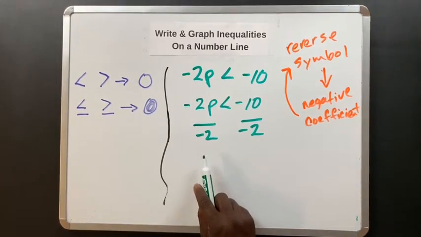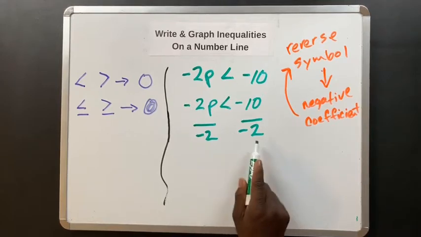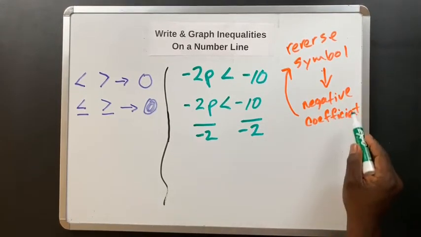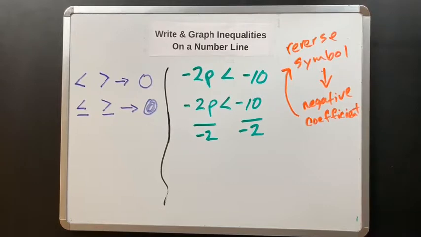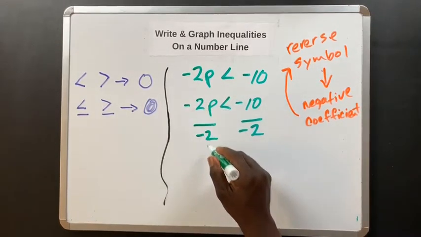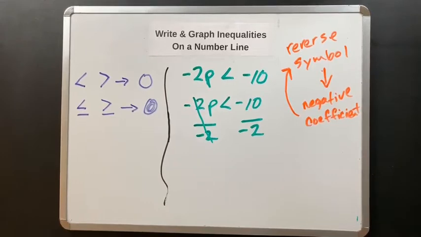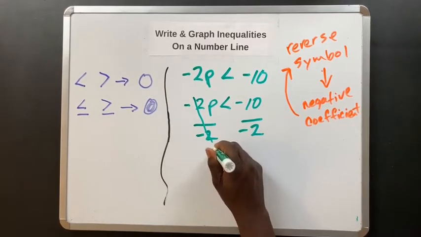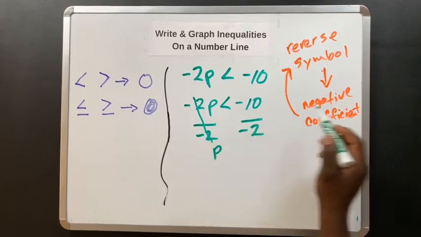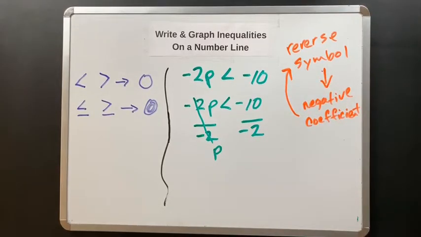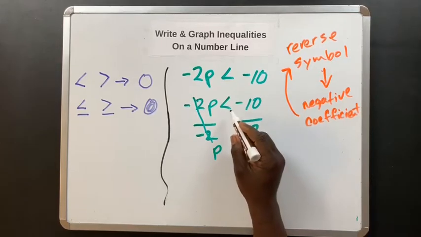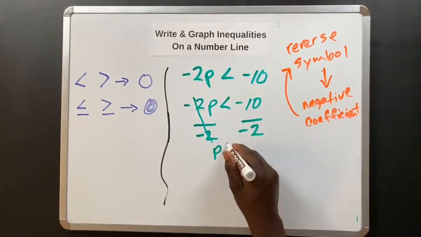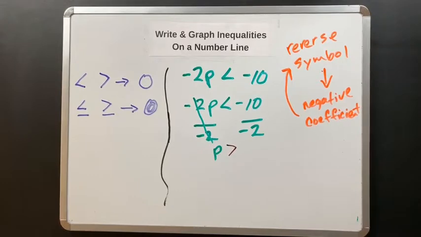Okay, so in this case, whenever you have to divide both sides of the inequality by a negative number, you're going to have to reverse that symbol. So negative 2 divided by negative 2, that's 1. Negative divided by negative is a positive. Bring down the p. Aha! Reverse the symbol. So I'm going to use a different color. Instead of it saying less than, we're going to make it say greater than, and I'll explain why. Reverse the symbol. Actually, let me use a different color. We use the orange.